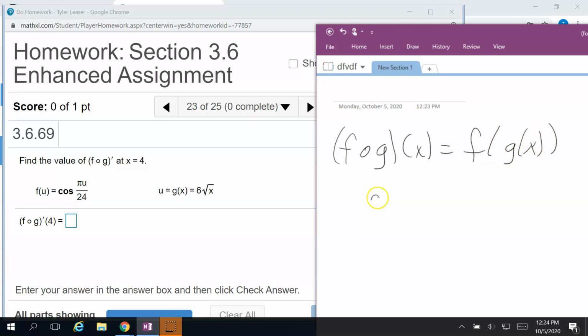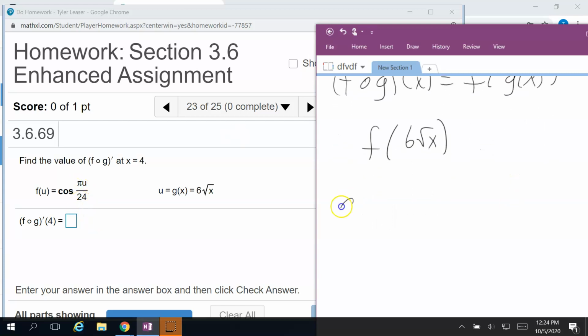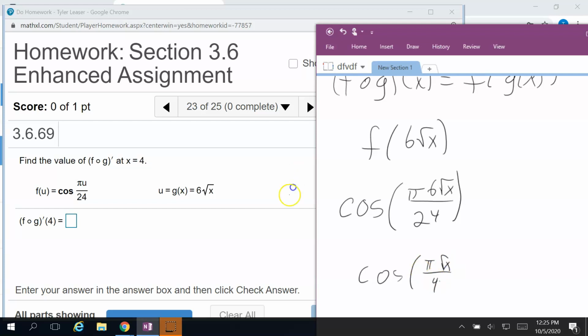Okay, so what we're going to do is take g of x, the entire thing, 6 root x, and plug that in as the variable of f. So if f is cosine of pi u over 24, then it's still going to be cosine, we're still going to have the pi, but now my u I'm going to replace with 6 square root x. And we can simplify this down a little bit. So 6 over 24 simplifies down to be 1/4. So we get cosine of pi square root x over 4.